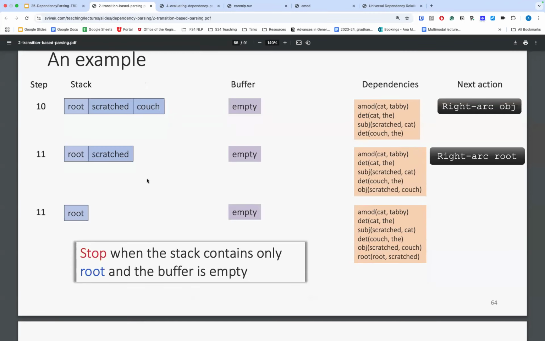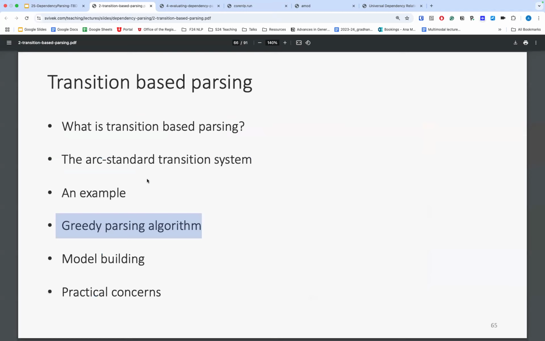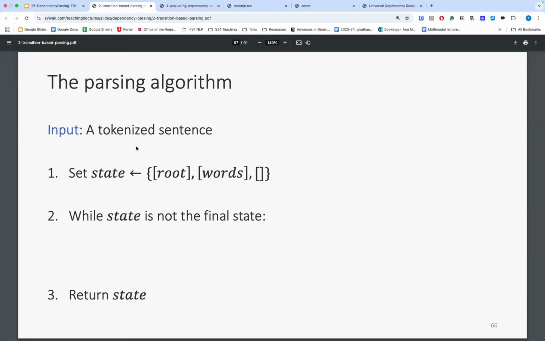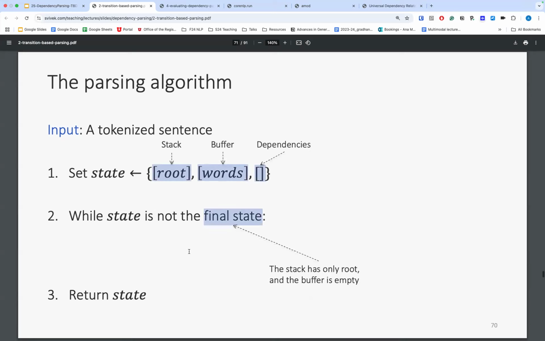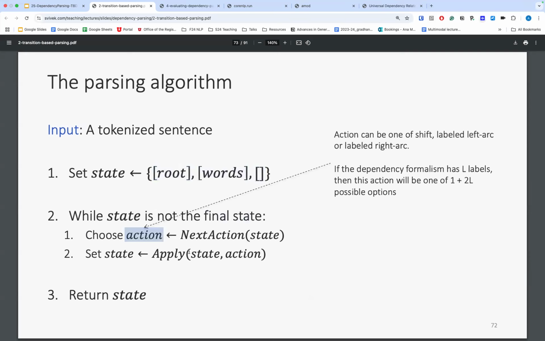Okay, so this was an example. I will just quickly go over the algorithm in a more abstract way. As an input, we are going to have a tokenized sentence. Initially, our parse tree will consist of a stack that contains only the root, a buffer that contains all the words in the sequence they appeared in the sentence, and our set of dependency relations is going to be empty. And then we are going to repeat a certain set of actions until we have the root as the only thing in our stack and the buffer is empty. What we are going to repeat is these actions. Actions can be either shift, left arc, or right arc.